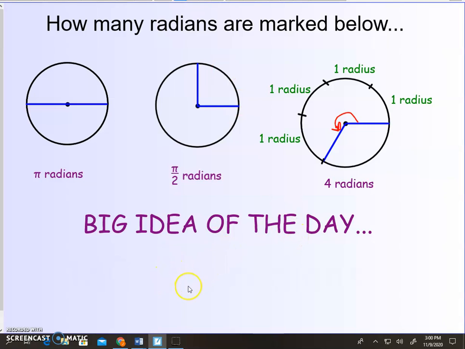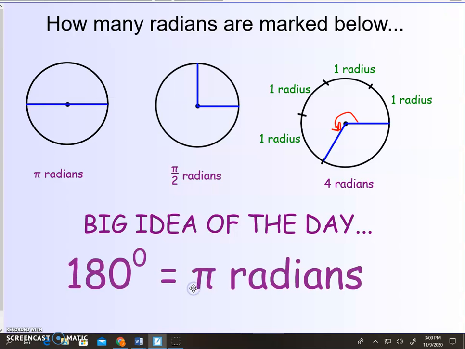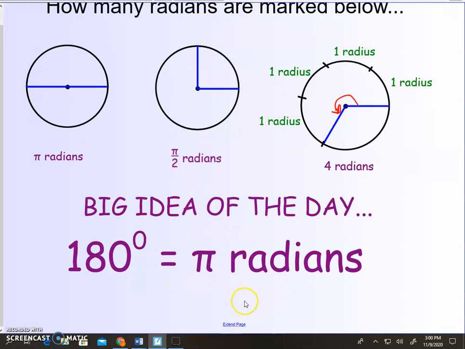So the big idea of the day, and again, this just goes right along with what you learned last year, is that 180 degrees is the same as pi radians. Again, you know the full circle, the full 360, the entire circumference is 2 pi times the radius. So half the circle, 180, would just be 1 pi radius, or radian. Again, radian, radius, closely related.